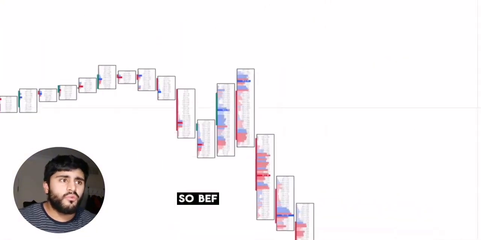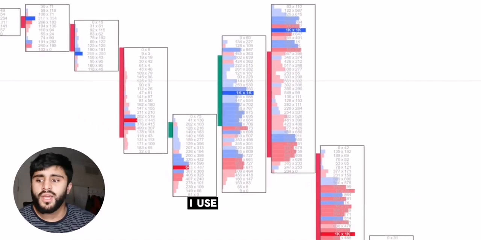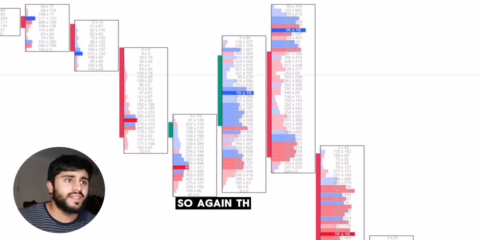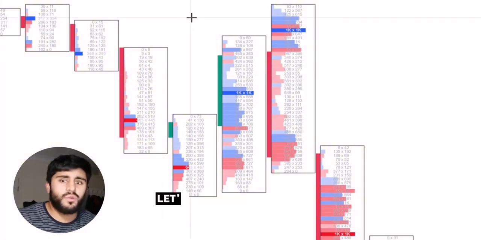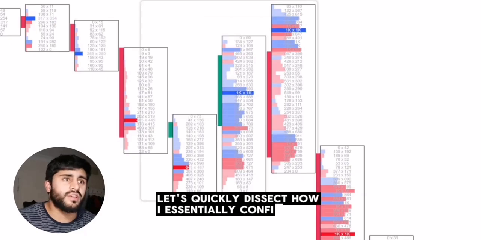Before we do that, I want traders to understand, because I get questions about the settings I use within the ATAS platform. So let me explain the settings. Again, this is the ATAS platform. If we head over now to settings, let's quickly dissect how I essentially configure my settings.